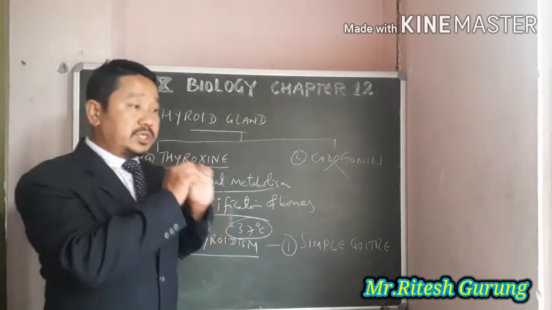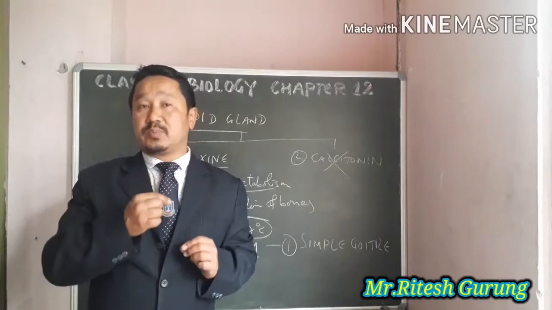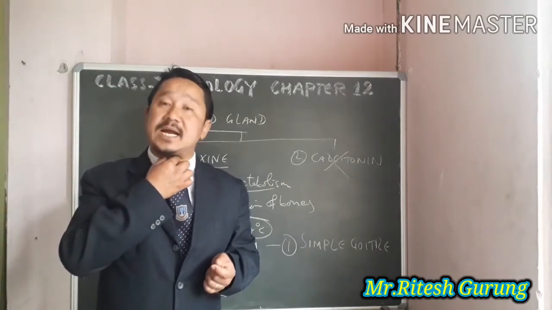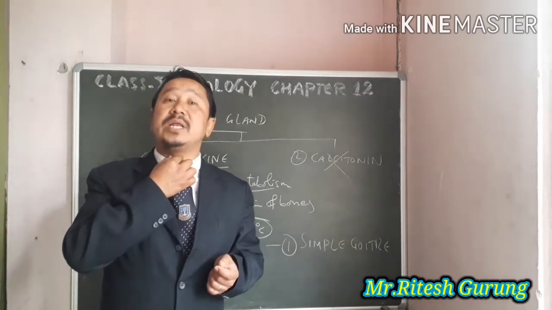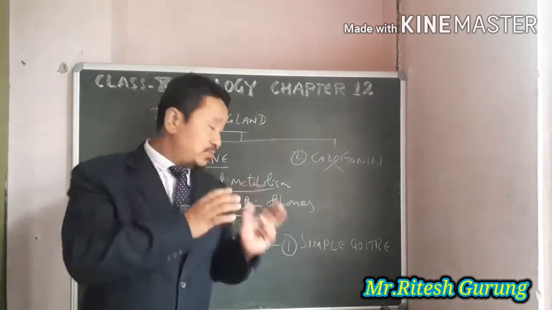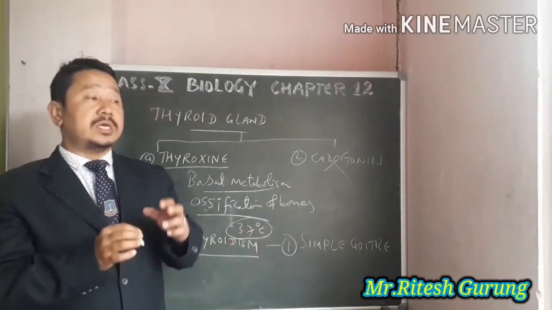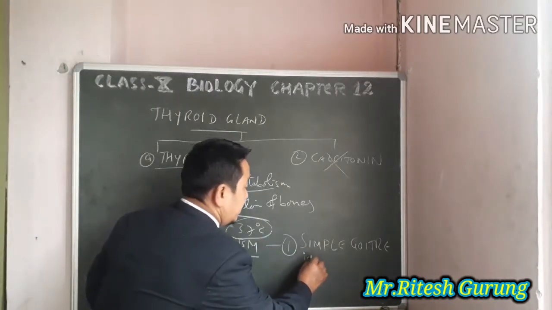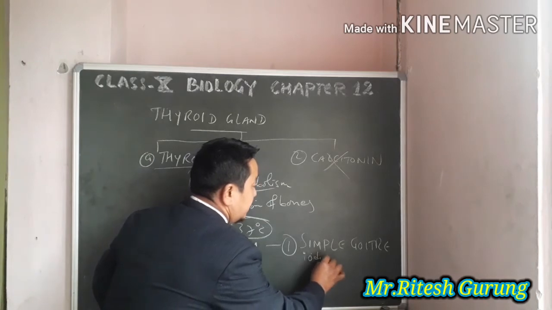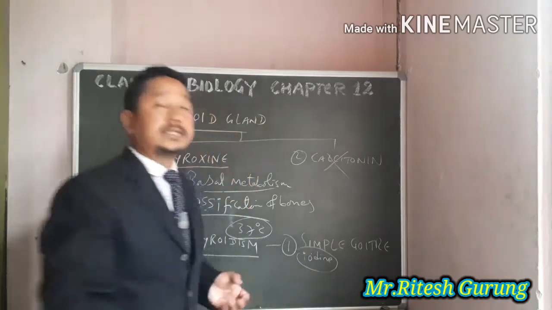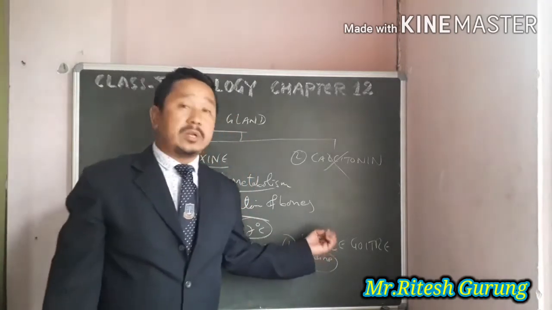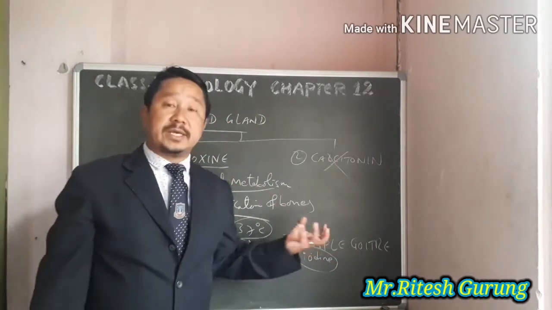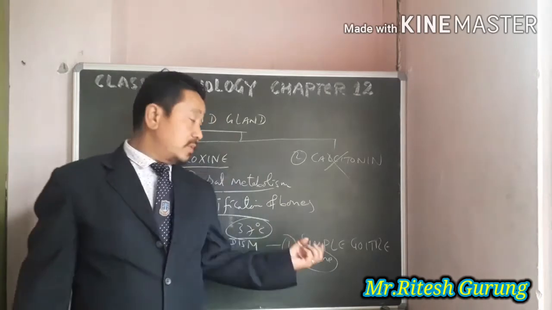When this hormone is secreted less, simple goiter takes place, where your thyroid gland is enlarged, and that is seen as a swelling here in the neck. This problem is mainly caused due to the lack of iodine in the diet. When iodine is not there in the diet, this simple goiter occurs.